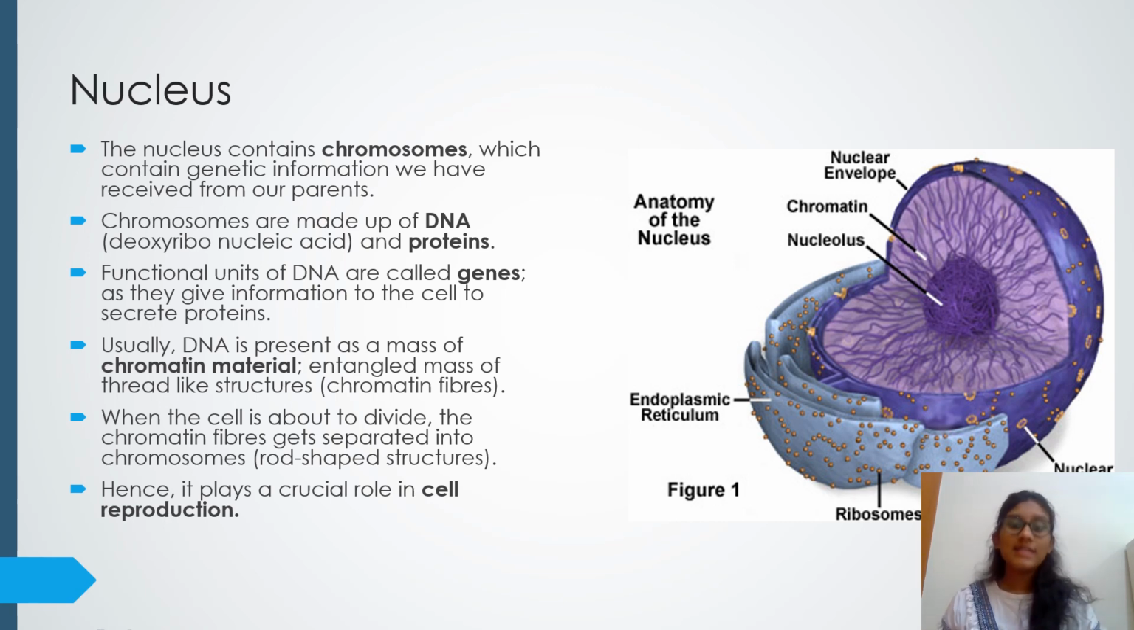Usually, in a cell that is not going to divide for the time being, the DNA is present as a mass of chromatin material, which is basically an entangled mass of thread-like structures called chromatin fibers. Now, when the cell is about to divide, the chromatin fibers get separated into chromosomes, which are rod-like structures. We have seen this change happen in the last video. Since the chromosomes are vital for the existence of the cell, the nucleus plays a crucial role in cell reproduction.